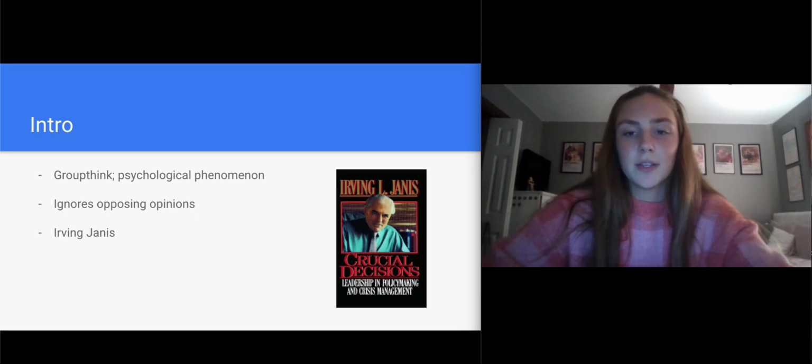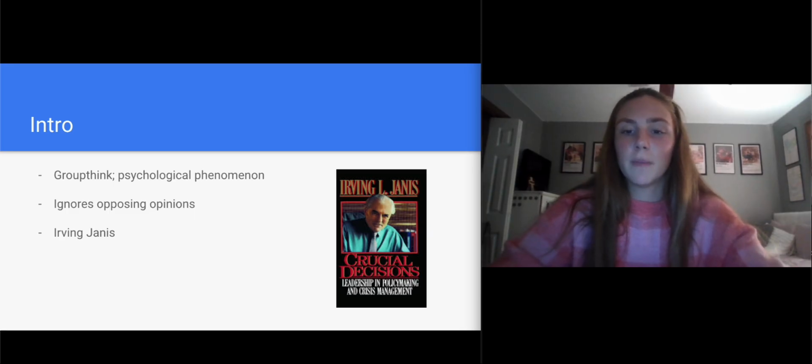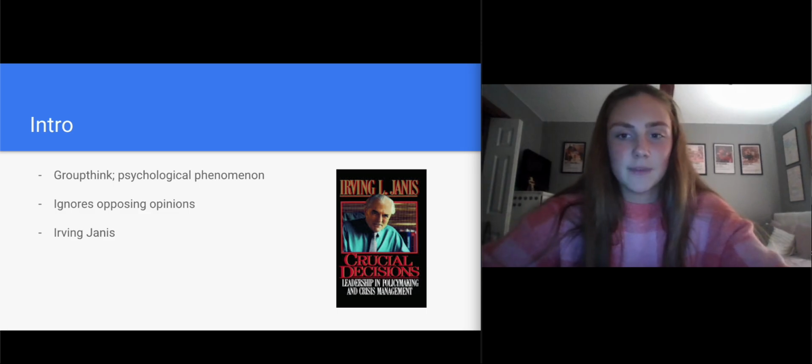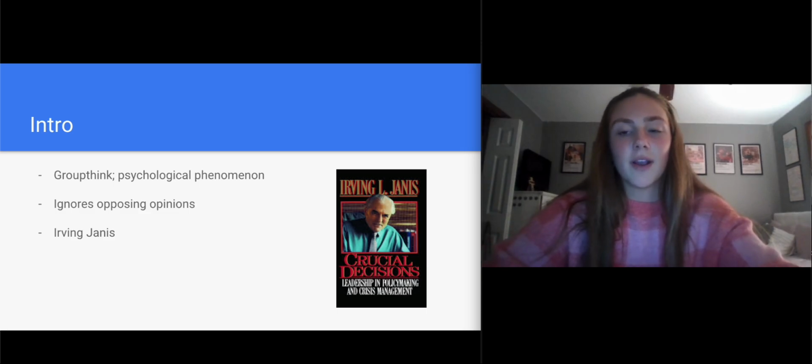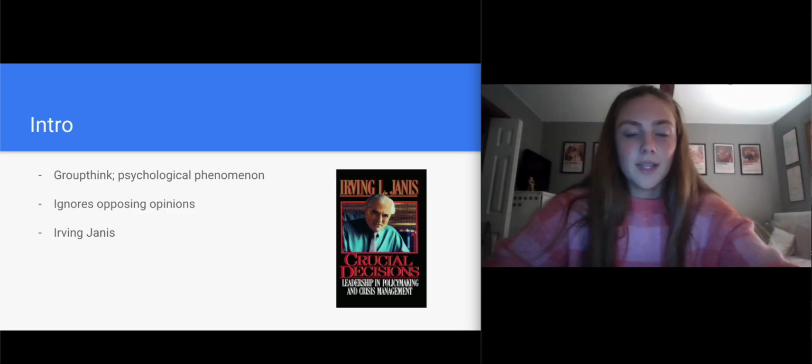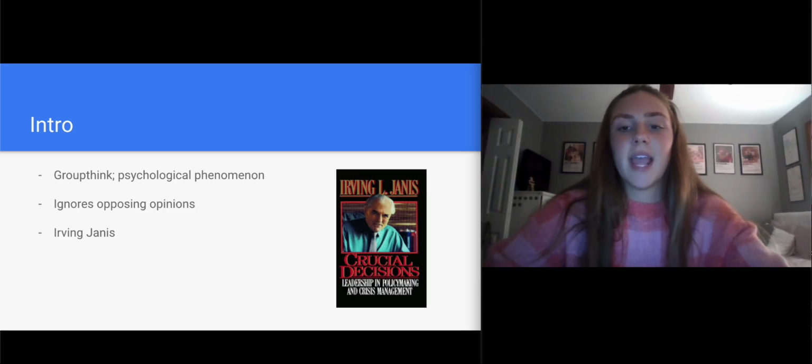When groupthink occurs in communication, the group members ignore opposing opinions and convince themselves that all of the choices they are making are correct when they are in fact not. Psychologist Irving Janis identified 8 major symptoms of groupthink, and understanding these symptoms helps us recognize when a group is falling into this dangerous mindset.